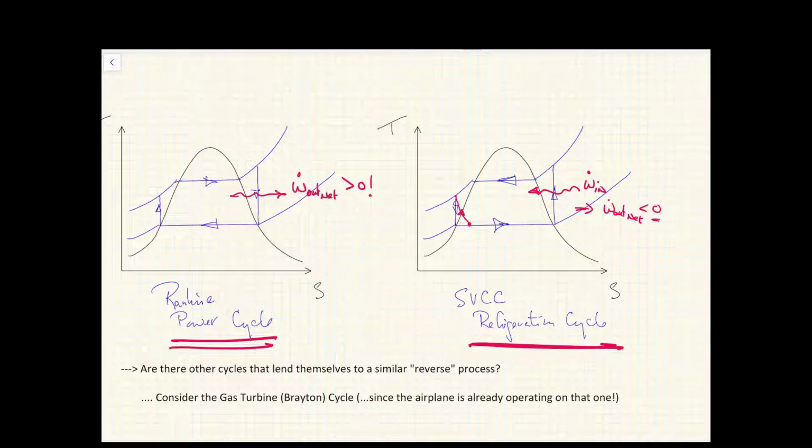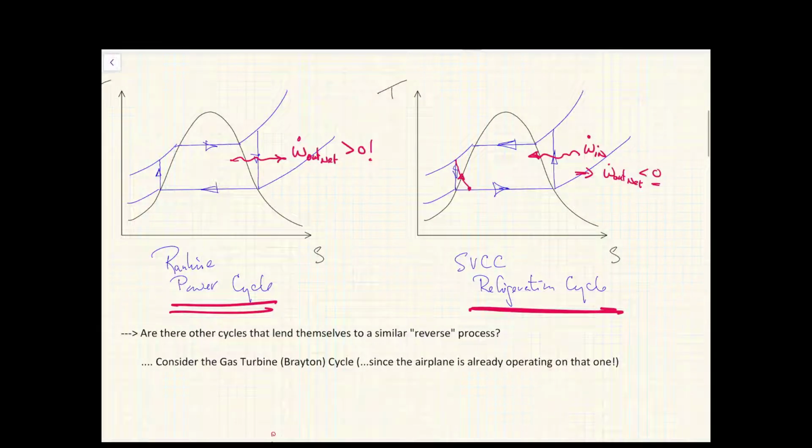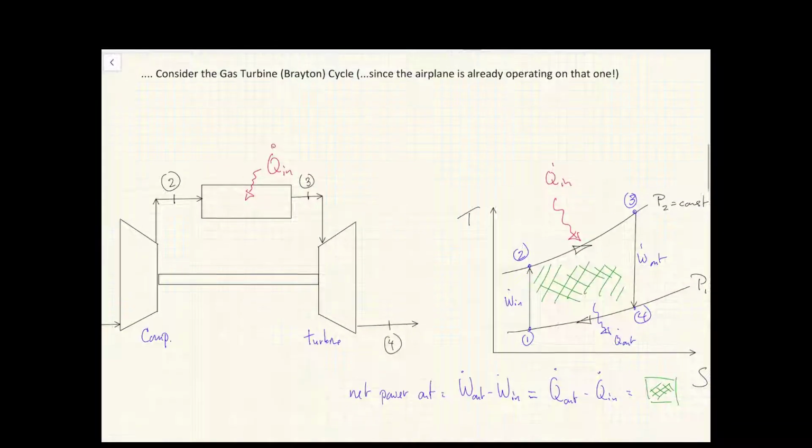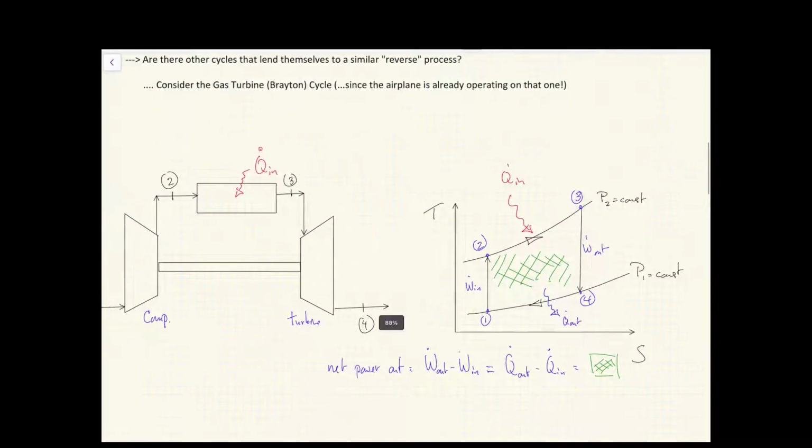And it makes particular sense in the aerospace application, because the airplane itself is already working on the Brayton cycle to propel itself. So is there a way that we can combine, synergistically, the fact that we're using a gas turbine to produce a refrigeration effect inside that airplane? And the answer is yes, there is. And that's what we're going to talk about. So let's look first at the Brayton cycle.